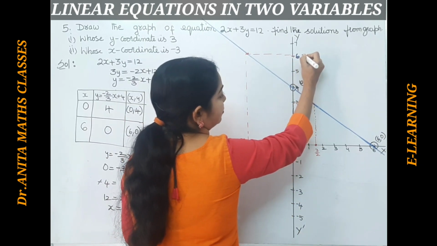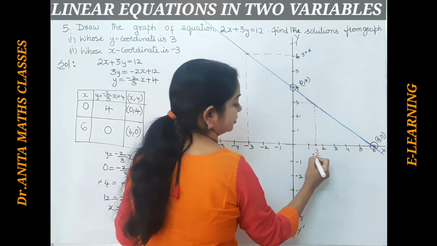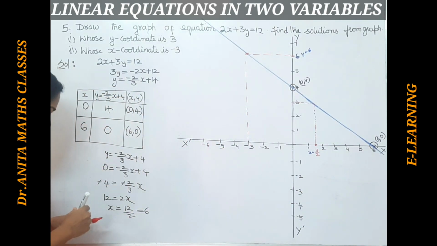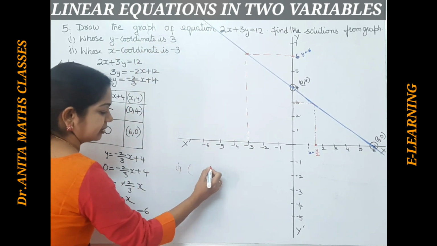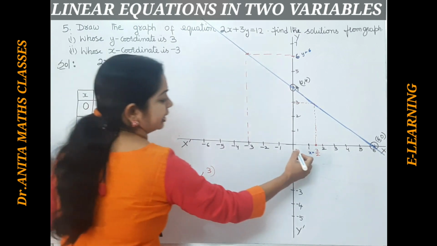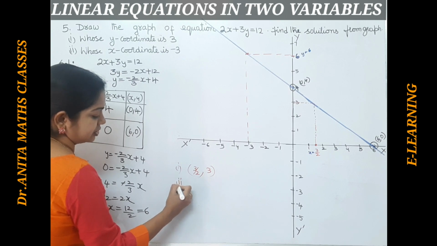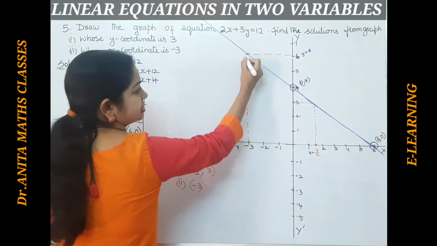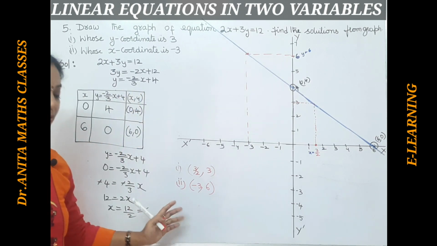So our y value is 6. So here y equal to 6. Here we got x coordinate as -3 by 2. So here we will write the answers. For the first solution, when y is 3, we got x as 3 by 2. That is, 1.5 is 3 by 2. Now the second solution: when x is -3, we got y as 6. So these are the solutions from the graph. Okay, pause the video and note it down.